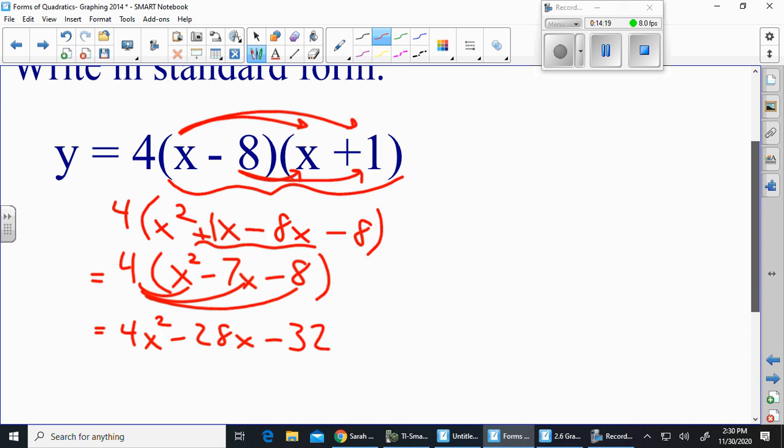But if you think about it, if I asked you to graph this, and you had to do all this work to get here, and then do the opposite of b over 2a, that's a ton of work. In this form, you put a dot at 8, you put a dot at negative 1, you find the middle, and you go from there.